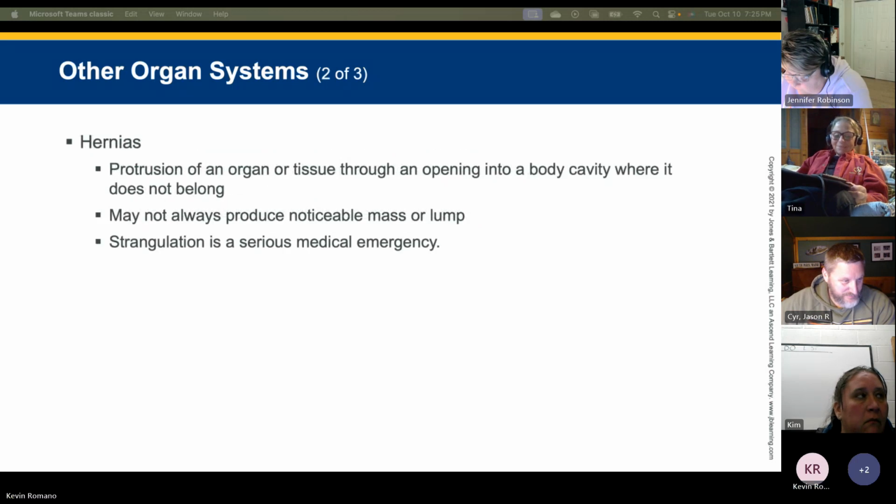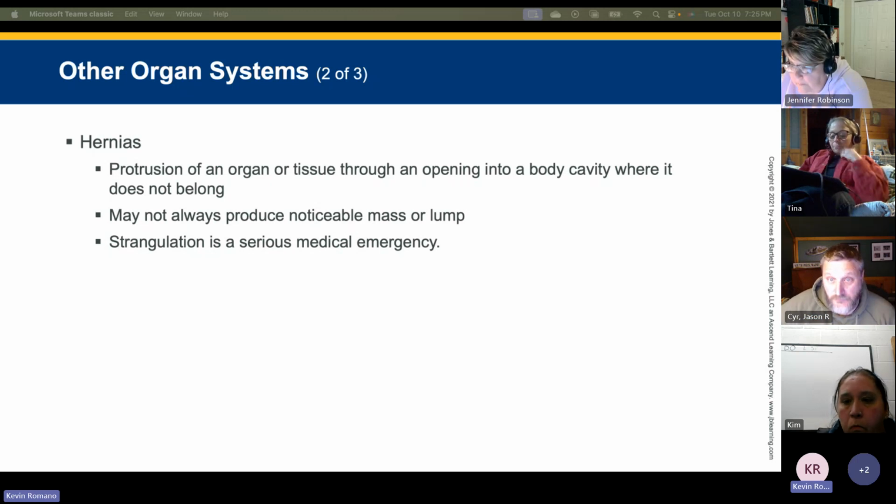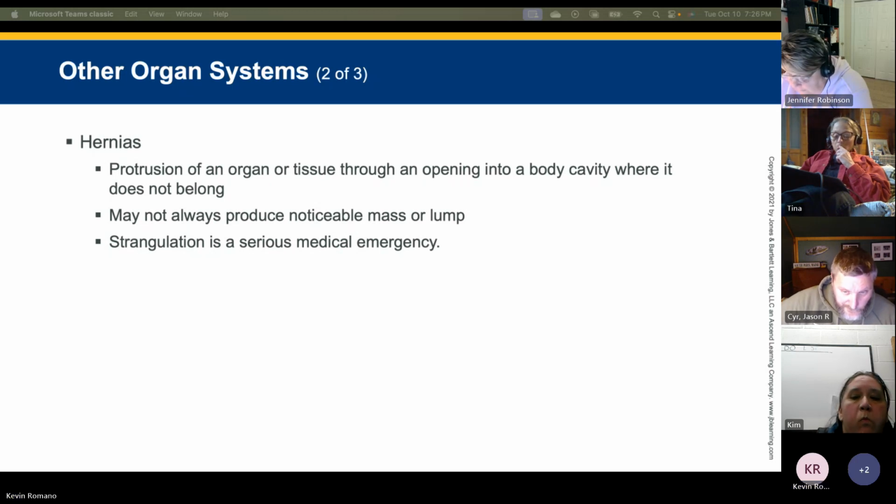All right. So hernias are a protrusion of an organ or tissue through a hole or opening in the body and the body cavity where it does not belong. If you see a hernia, please do not push it back in. Let the hospital take care of that. Common causes would be congenital defects, a surgical wound that has failed to heal, or a natural weakness in the area such as the groin. Hernias may not always produce a noticeable mass or a lump.